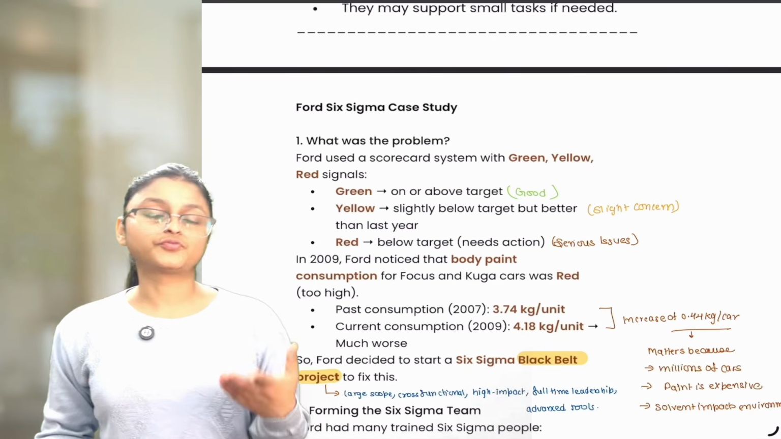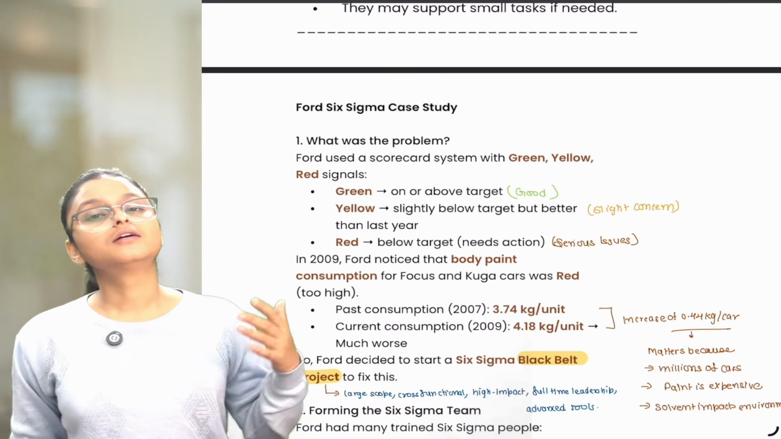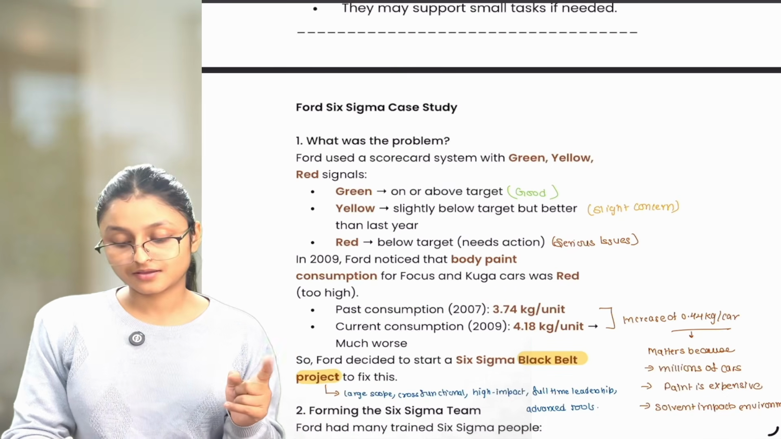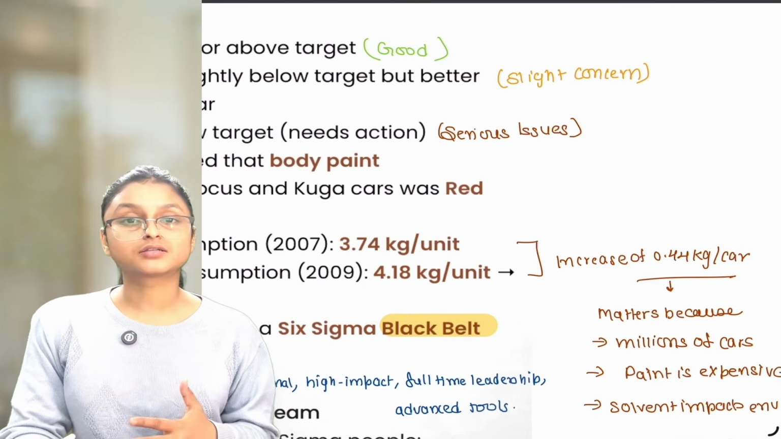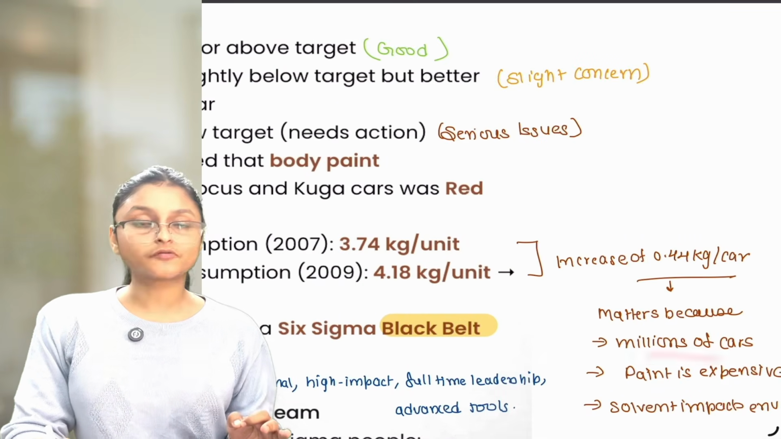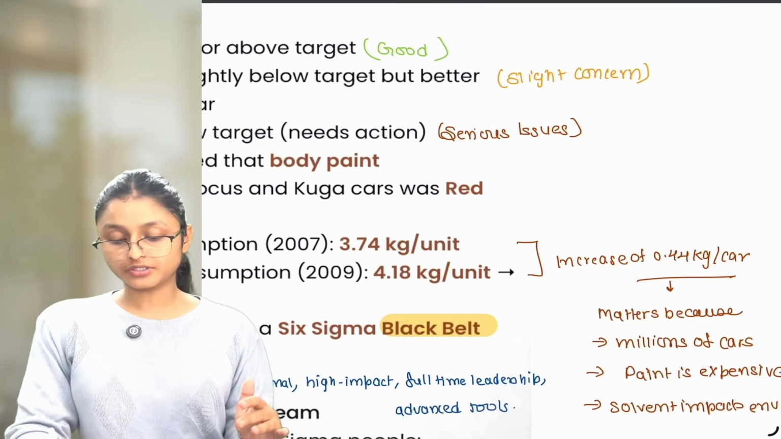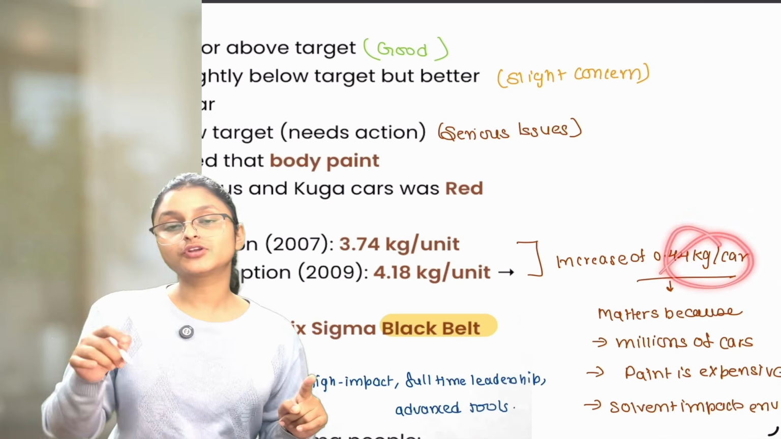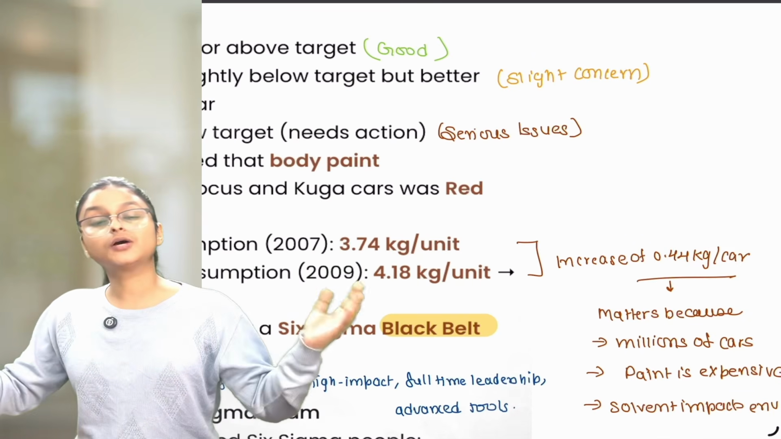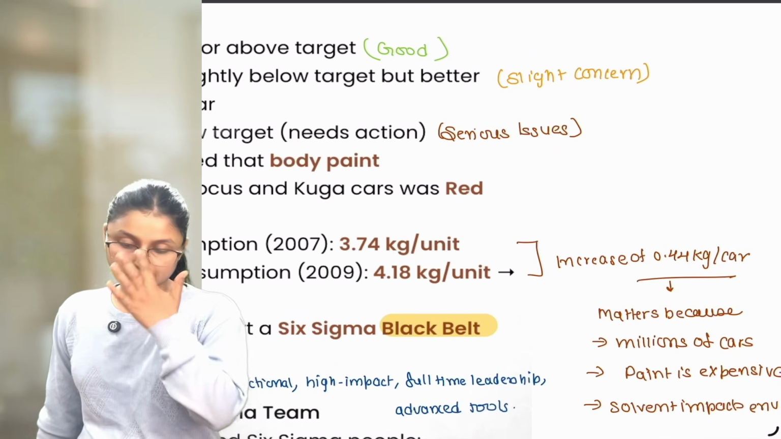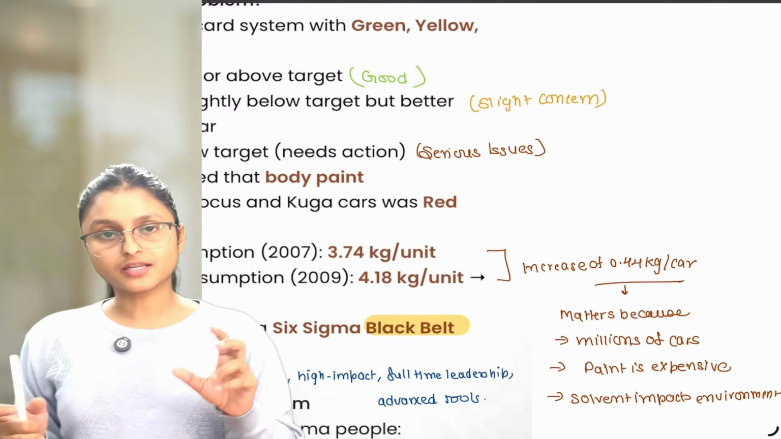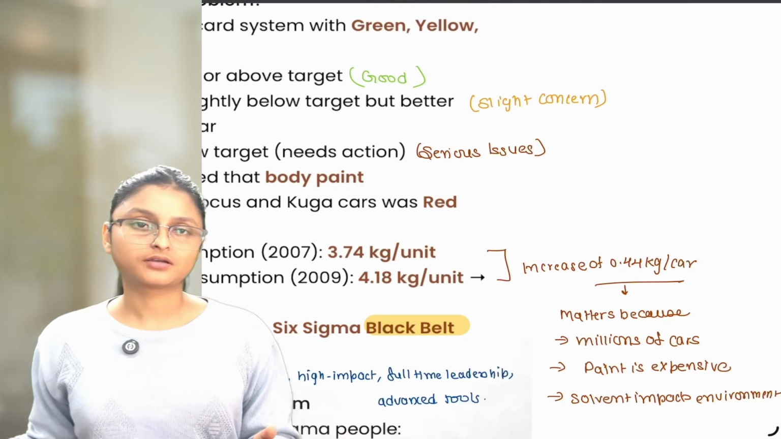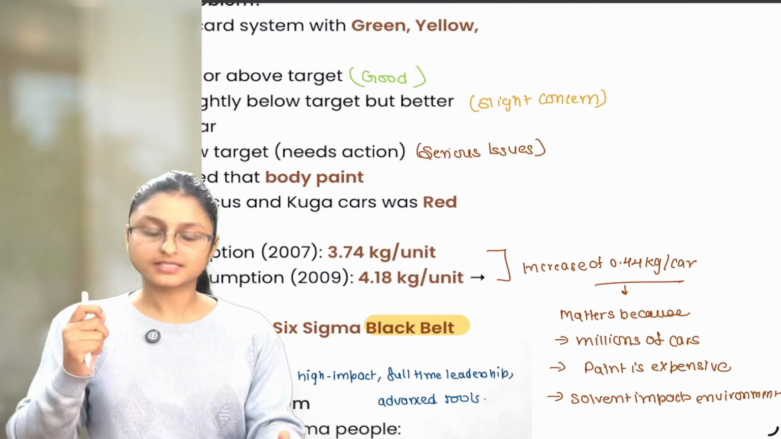Now, ma'am, it's just 0.44. Why are we making it a big concern? The reason is they are not just painting one car. They are going to paint millions of cars. And as they are painting millions of cars, it becomes a lot of quantity. And the paint is expensive. That is why this 0.44 kg per car leads to a huge increase in cost for the organization. And the solvent in paint, if you use more paint, the solvent will have more impact on the environment. So we try to use as little as possible.